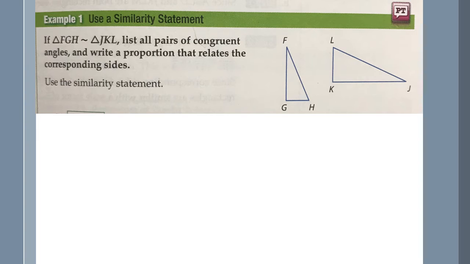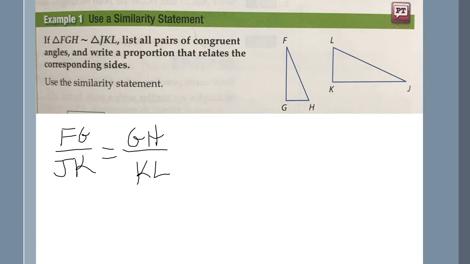we would say that FG, the first two on the left, over JK is equal to GH over KL is equal to FH over JL. So you'll be asked to do this on a quiz, so make sure you set this up properly.